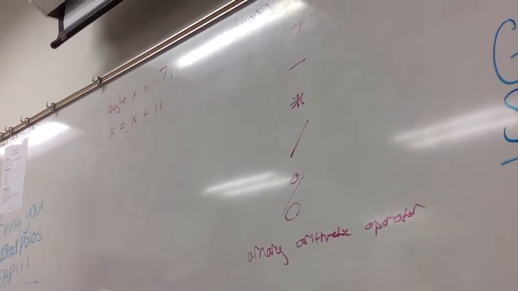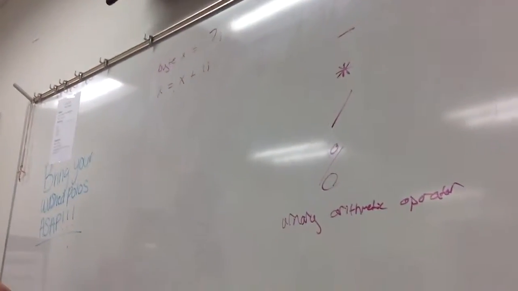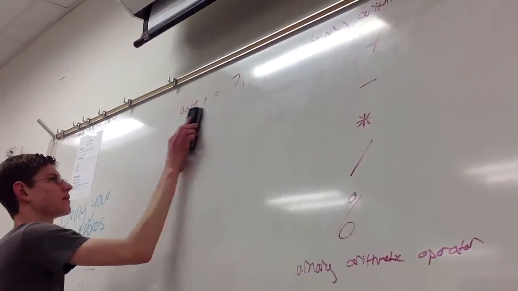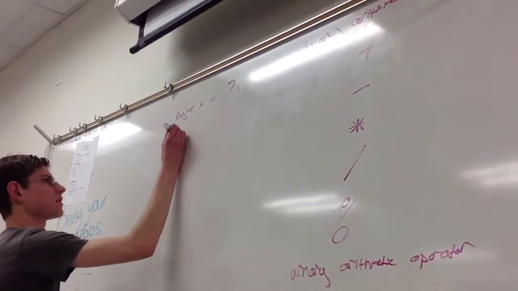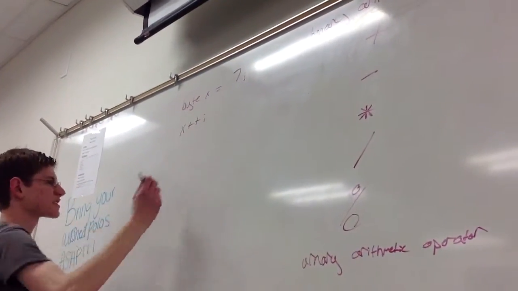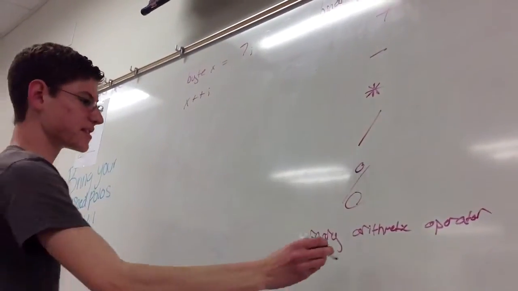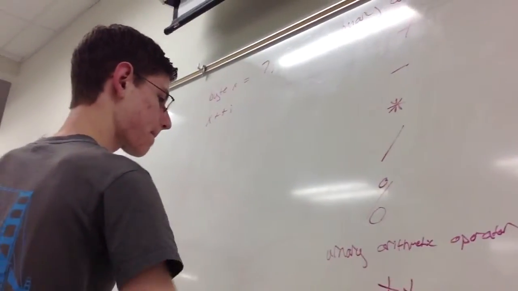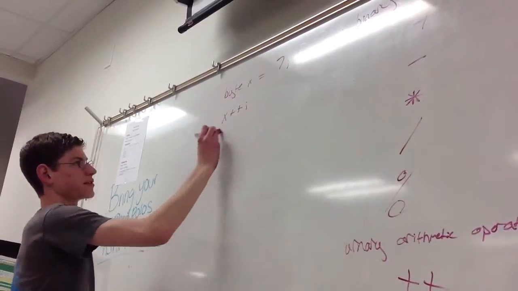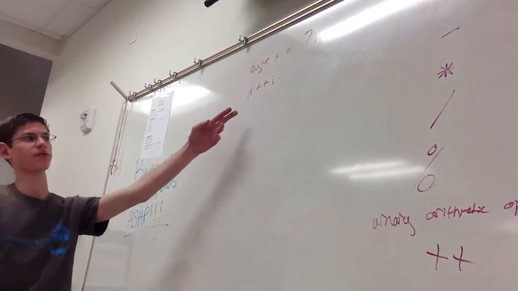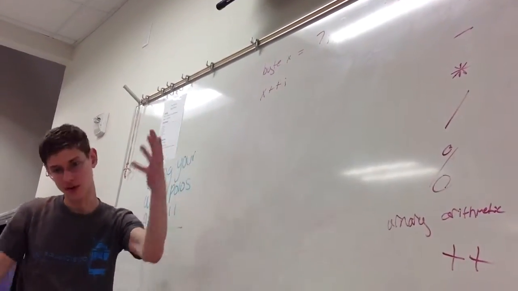However, there's actually shorthand notation to make this a little bit easier. Instead of saying that, we could say x plus plus. And this is going to do essentially the same thing. However, this is a unary operator, which means it only has one operand. So this operator performs on one number, one variable.